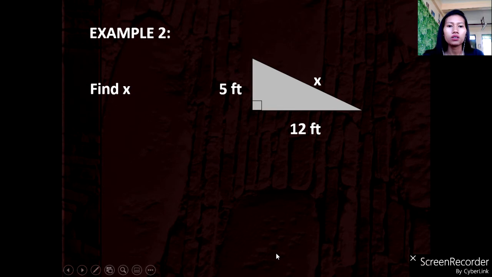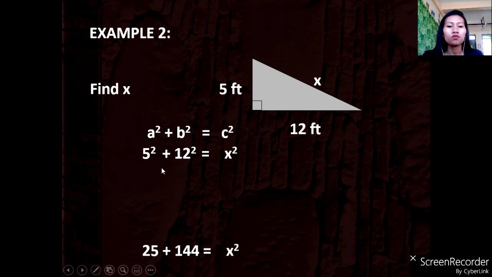Okay, let's try another example. We have yung given 5 feet and 12 feet. Find the missing side here. So that is the hypotenuse. The longer side here is the hypotenuse. So write the formula. A square plus b square is equal to c square, and then plug in the given values or the known values, which is the two legs a and b. So 5 and 12. So still unknown yung hypotenuse.